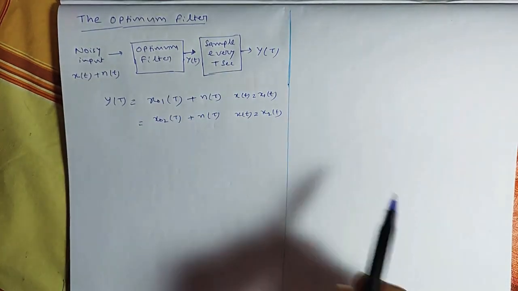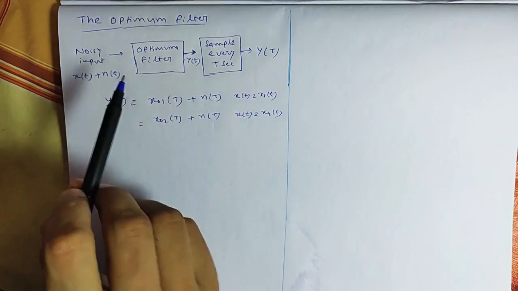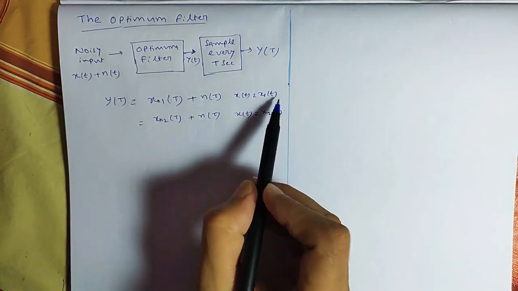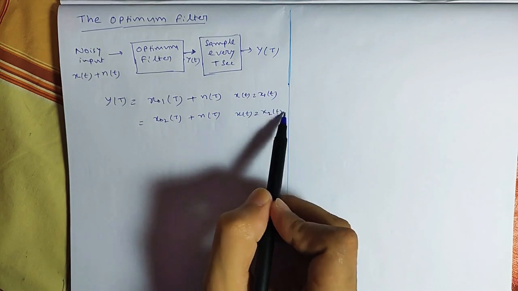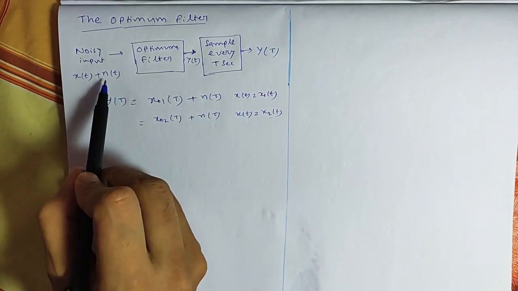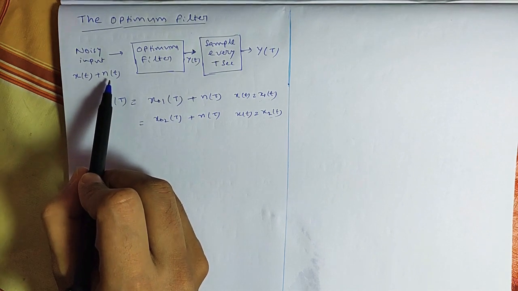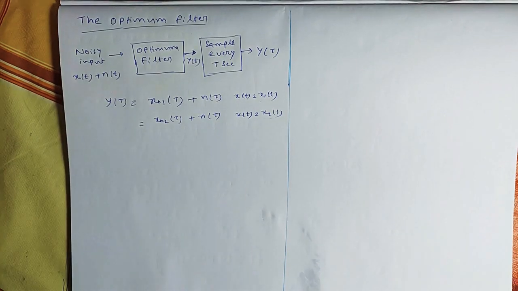Our input signals will be either x1(t) or x2(t), which are general input signals. It is not A or minus A, it is general x1(t) or x2(t). And our noise will be generalized Gaussian noise. It is not white noise. In the previous case for the integrate and dump filter, noise was white Gaussian noise, but in this case it will be generalized Gaussian noise.